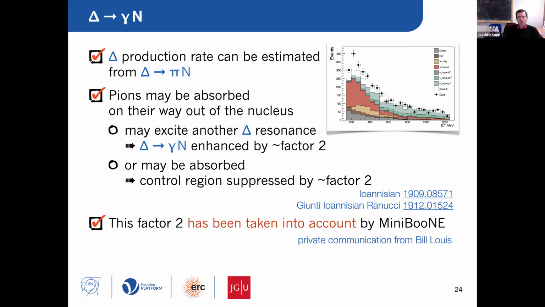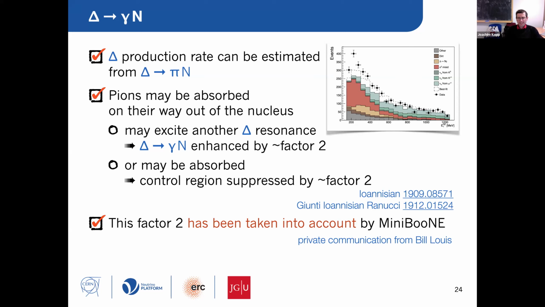Either it can hit another nucleon and excite yet another delta resonance. In that case, the probability that one of the two delta resonances decays through this rare radiative decay mode is enhanced. So that contributes roughly a factor of 2 enhancement to this estimate.